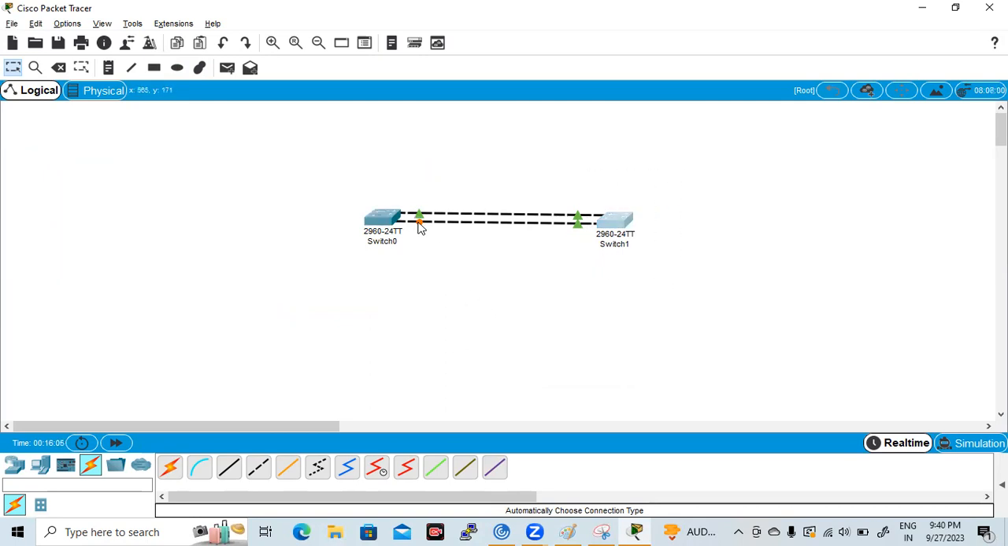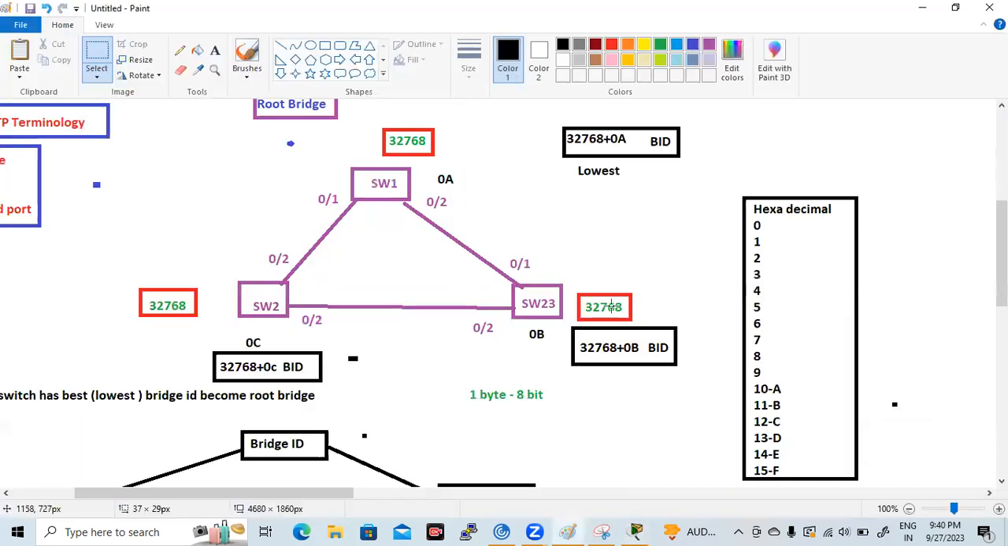Because see, one is blocked, right? I said it will be blocked. It is blocking one. Orange is there, right? It is going to follow one process. So who is the root bridge? We have to know.